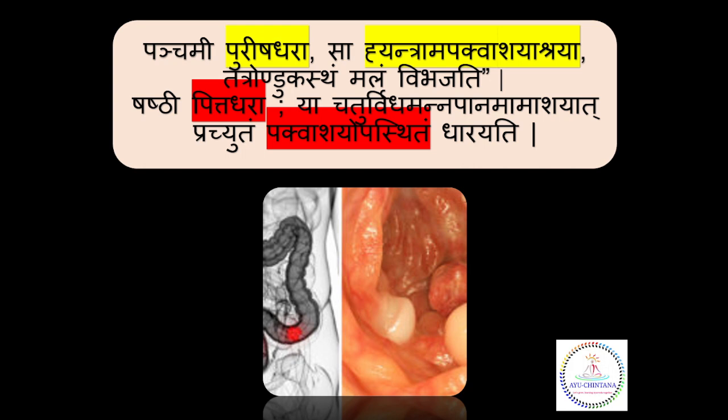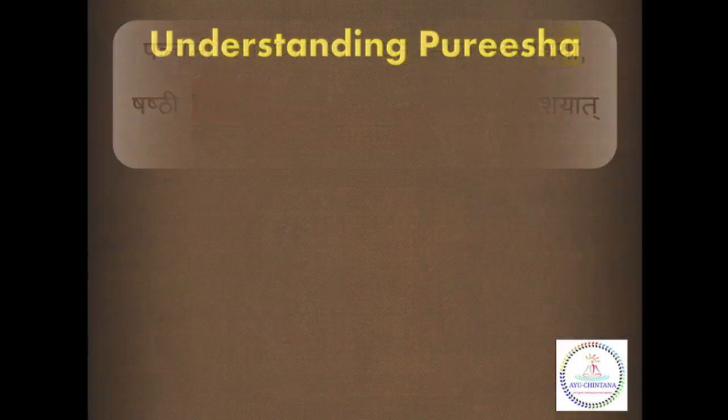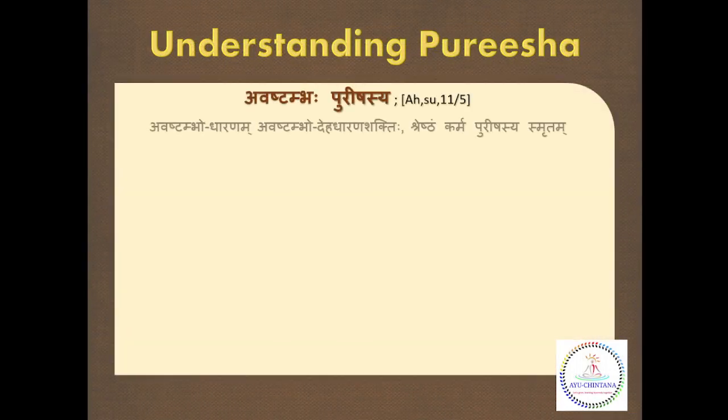So now let's understand Purisha. The first shloka to come up is Avashtambha Purishasya. That means Avashtambha is Dharanam, Avashtambho Deha Dharana Shakti. So one that imparts the capacity to sustain the body is Purisha. Shreshtham Karma Purishasya Smritam. So what is the utmost, the Shrestha function of Purisha? It is Avashtambha. This is from Ashtanga Hridaya Sutra Sthana 11th chapter, 5th shloka.